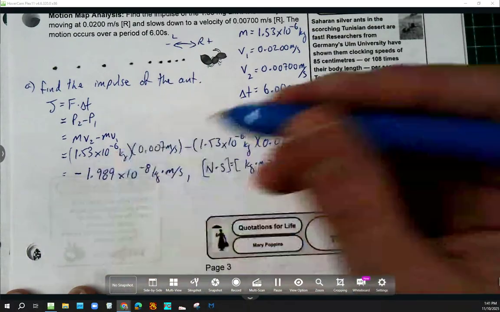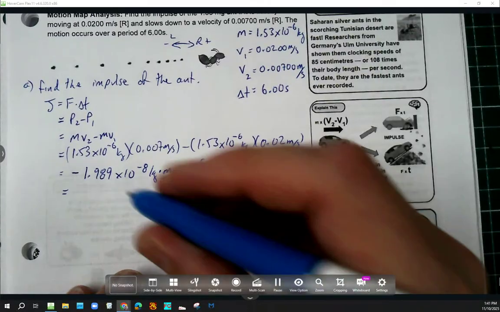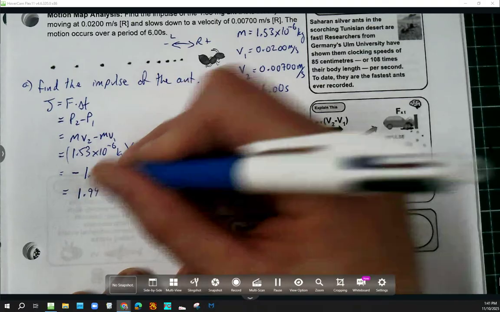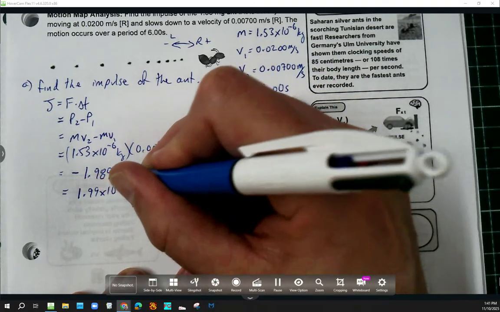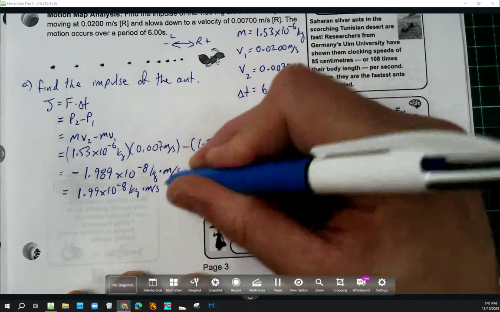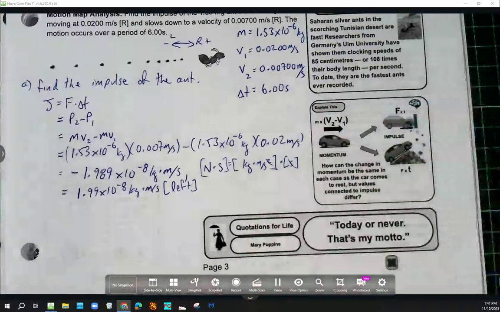And I guess I could write this properly for a therefore statement. I'm not going to write the therefore statement just for lack of space, but 1.99 times 10 to the power of negative 8 kilogram meters per second. And since it's negative, it's to the left, based on our reference frame.